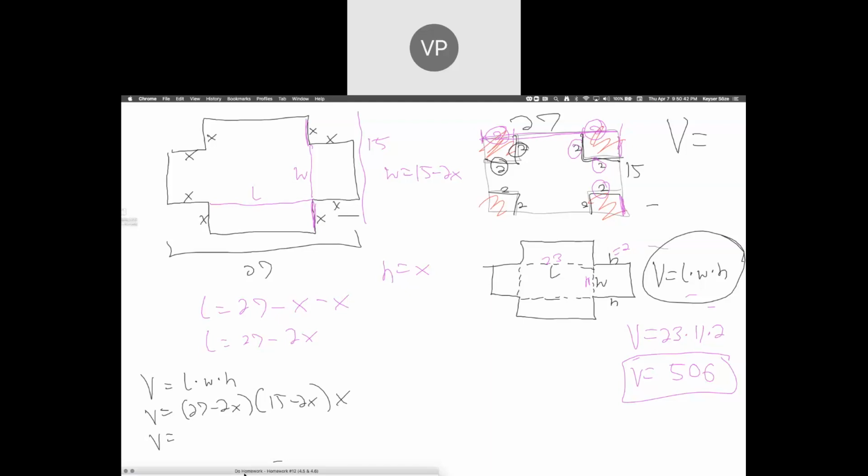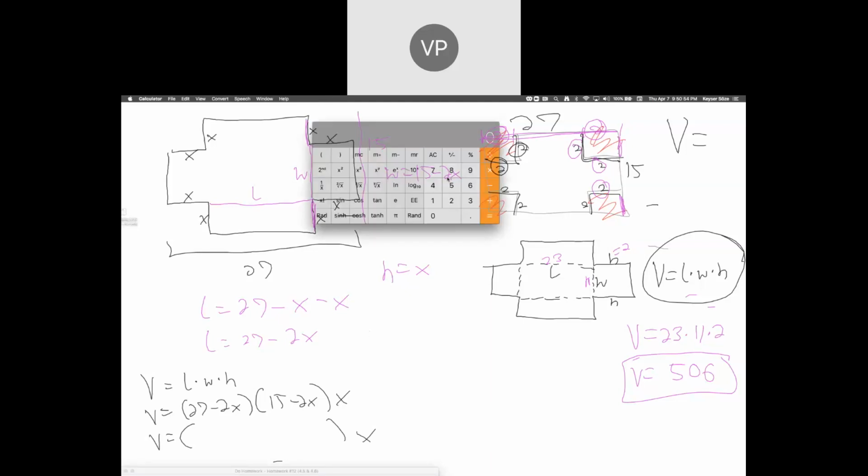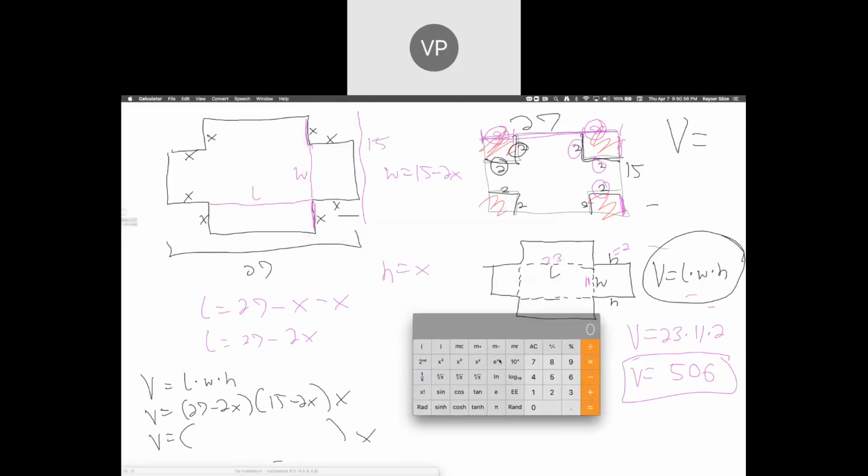Now here's the good part. It's one variable, exactly like we're shooting for. I now want to get it ready to do my derivative. So in order to do that, I've got to multiply everything out. First step, let's take that 27 and multiply it. Let's go down here. I'm going to FOIL out.